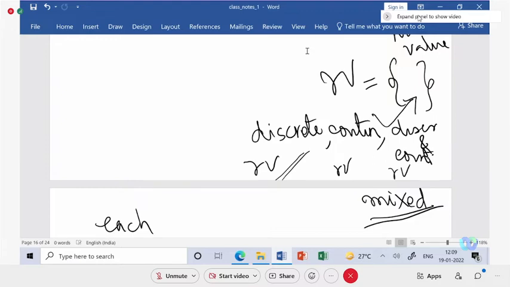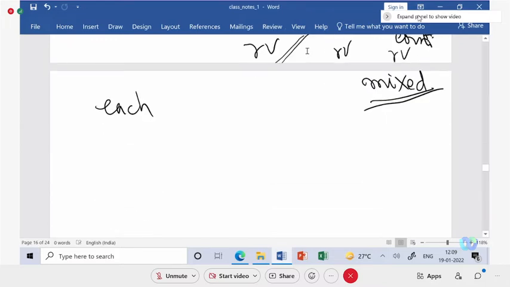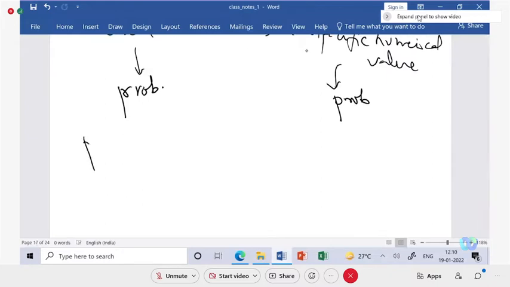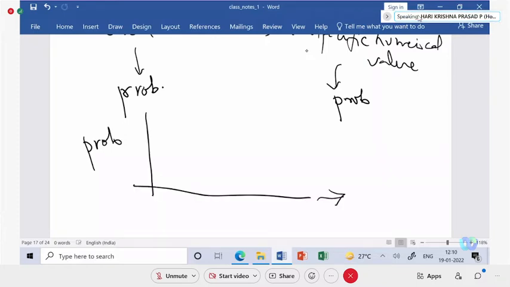So for each outcome, a specific numeric value is associated, and for each specific numerical outcome there is a probability associated with it. When I plot probability on the y-axis, on the x-axis I will plot the value of the random variable.